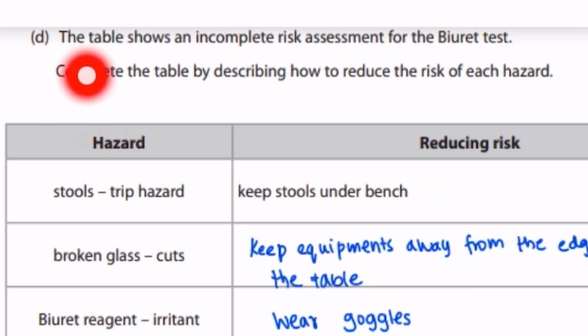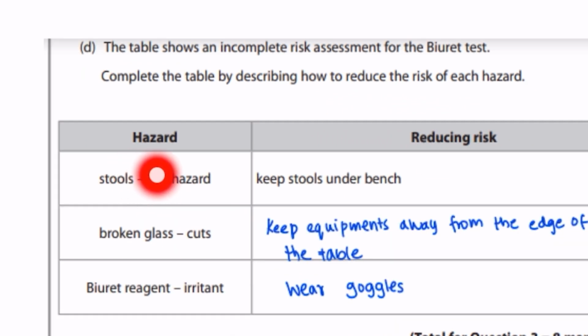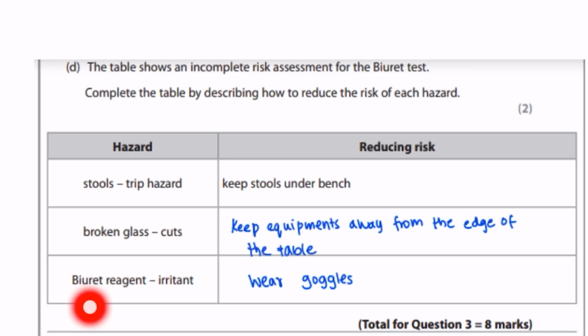Question part D. The table shows an incomplete risk assessment for the biuret test. Complete the table by describing how to reduce the risk of each hazard. So the different hazards are stools, which is a trip hazard, broken glass, which can cause cuts, and biuret reagent, which is an irritant. How do we reduce the risk?